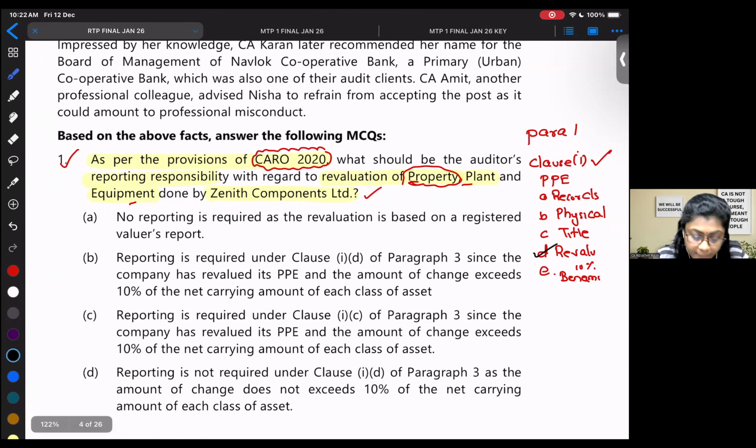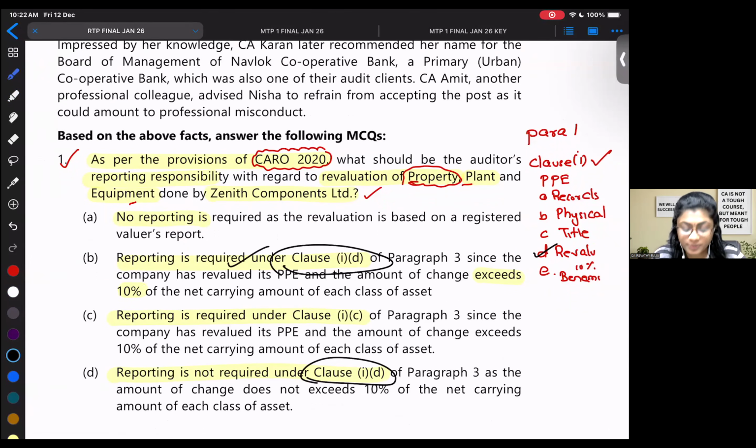Now you will say, I will hear. No reporting is required. Reporting is required under clause 1D since it exceeds 10%. Reporting is required under 1C. Reporting is not required. Is it B or D? You guys saw this. That's fine. This is required, so not clause 1C. Reporting is required. So the answer is B.